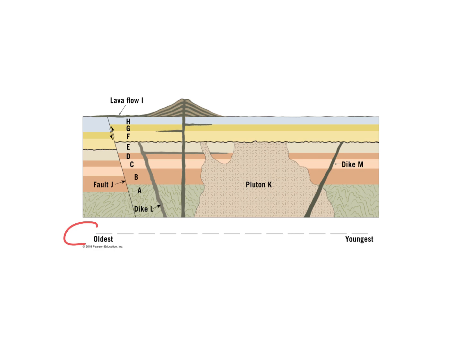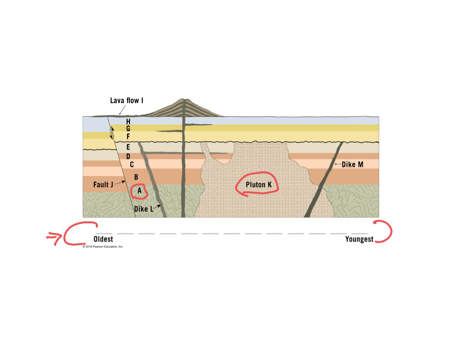I have found in my own experience that it is easiest to begin with the first thing that happened in the area, which is the oldest thing. This is usually the layer of rock that's at the bottom of the stratigraphic section. In this case, we have two layers at the bottom: layer A here in green, and this Pluton K. Both of them occur at the bottom. So we have to determine which one is actually the oldest.